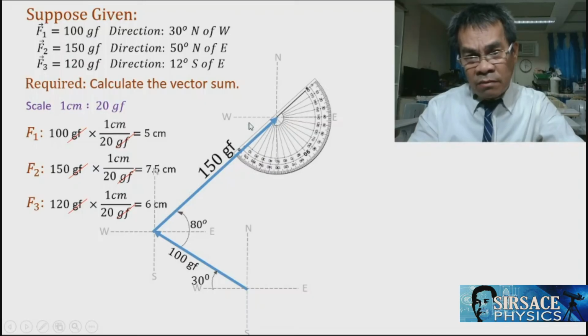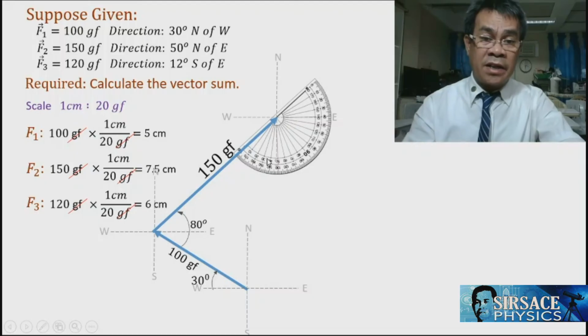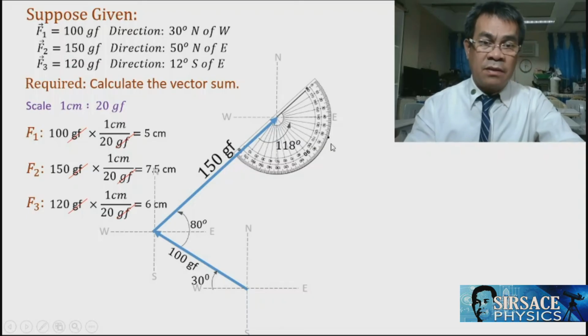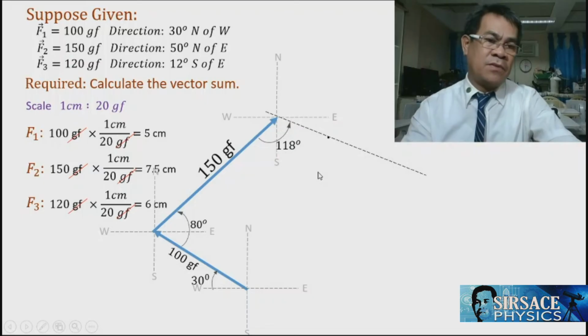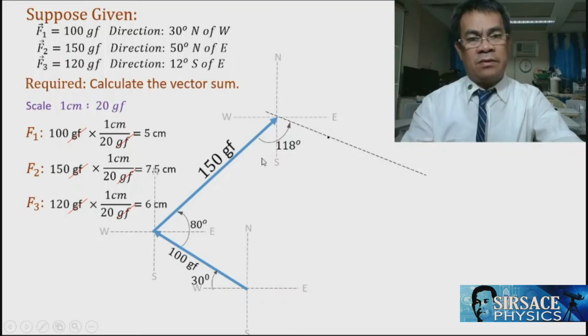So the complement of 50 is 40. So 40 plus 78, take note, this is 78, the complement of 12. It will add up to 118 degrees. So therefore, in the protractor, find the 118 degrees, then connect from the starting point, then mark the 118, then connect a straight line. So this is it. This is the drawn to scale direction of the 12 degrees southern part of S.